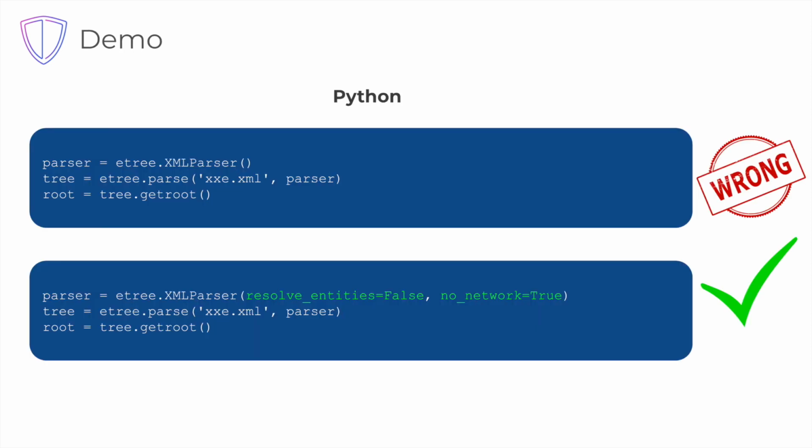Here is an example of such a vulnerability in Python. By default, the LXML library uses external entities. To make your code safe, you must explicitly specify 2 parameters. The first one is resolve_entities equals false, and the second one is no_network equals true. This way you can secure your code.